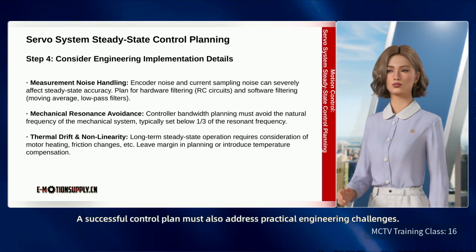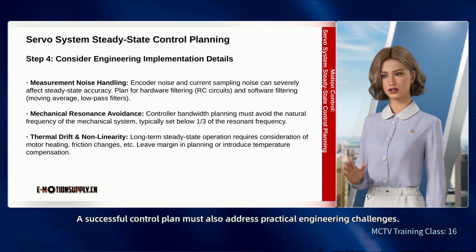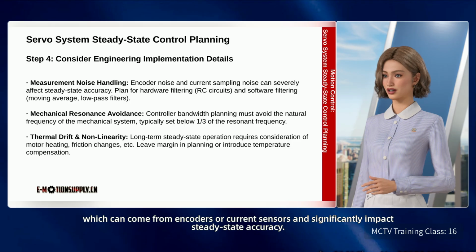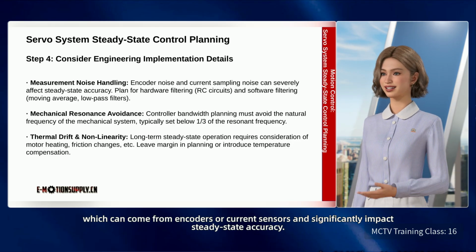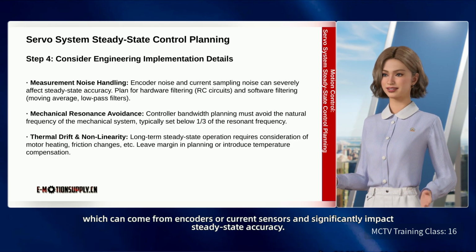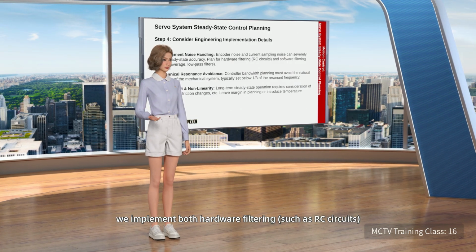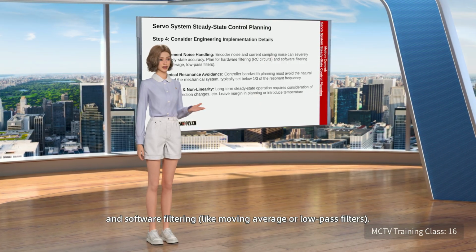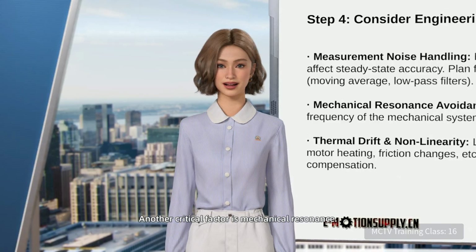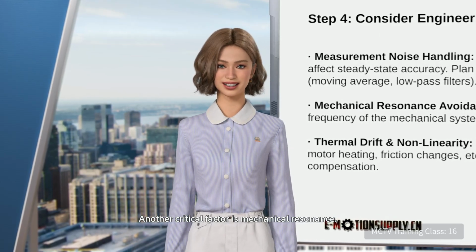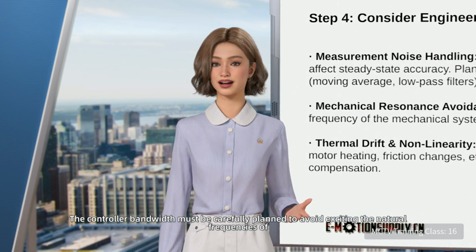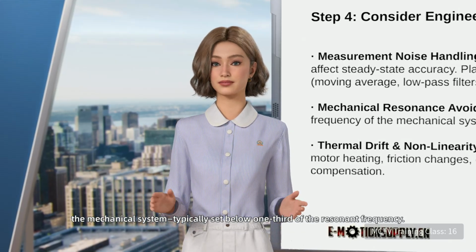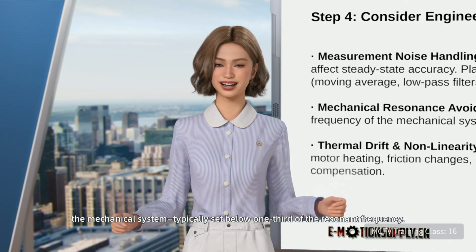A successful control plan must also address practical engineering challenges. One key consideration is measurement noise, which can come from encoders or current sensors and significantly impact steady-state accuracy. To mitigate this, we implement both hardware filtering, such as RC circuits, and software filtering, like moving average or low-pass filters. Another critical factor is mechanical resonance. The controller bandwidth must be carefully planned to avoid exciting the natural frequencies of the mechanical system, typically set below 1/3 of the resonant frequency.